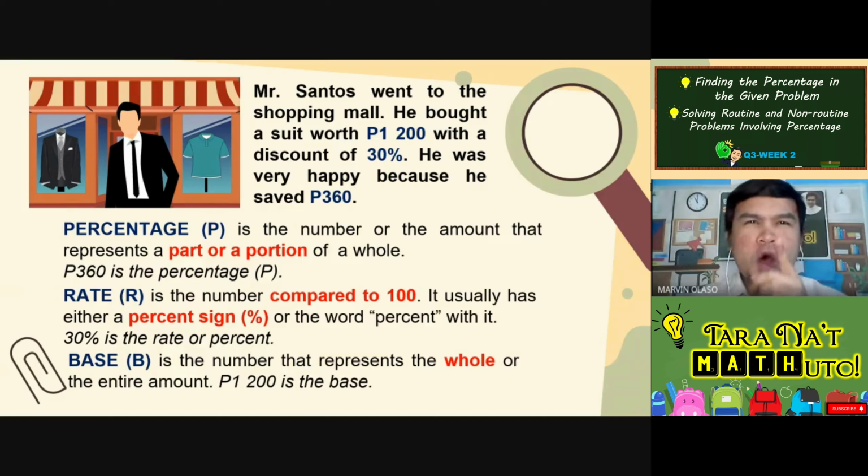Okay? Now, since we already refreshed and already knew how to identify the percentage, base, and rate, I think you are much more ready to learn what if we need to find the missing percentage in the given problem. How are we going to find it? And what operation we are going to use? Talakayin na natin yan.